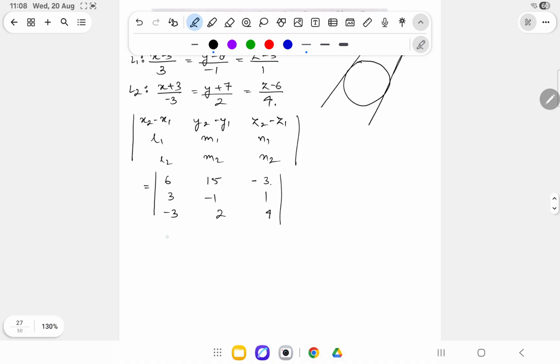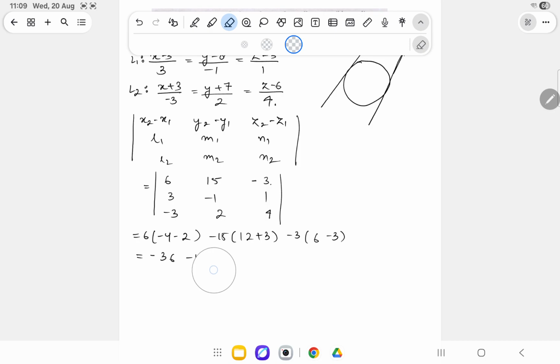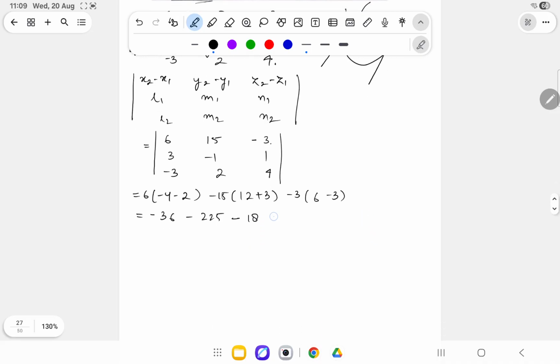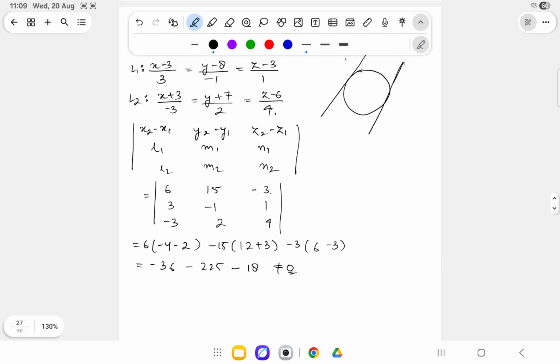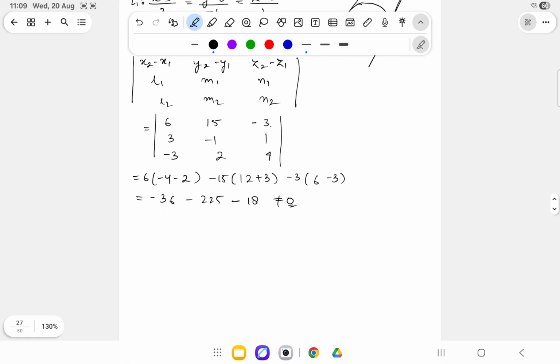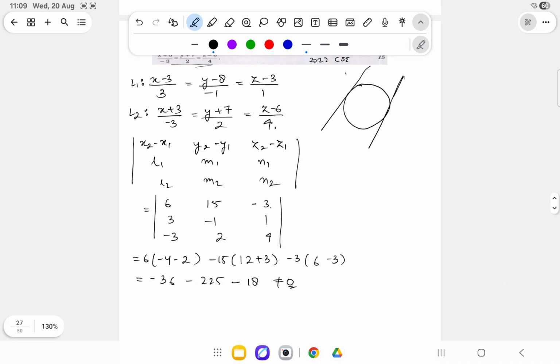So if I simplify it, I'll get 6 into minus 4 minus 2, minus 15 into 4 plus 3 which is 12 plus 3, minus 3 into 6 minus 3 which is minus 36, minus 15 into 15, 225, minus 225 minus 18, which will be, no matter what, not equal to 0. So from here I can conclude that these are not intersecting lines. They also don't lie in the same plane. So we are supposed to find the sphere which is at the shortest distance. Since they are not intersecting and don't lie in the same plane, these are skew lines.